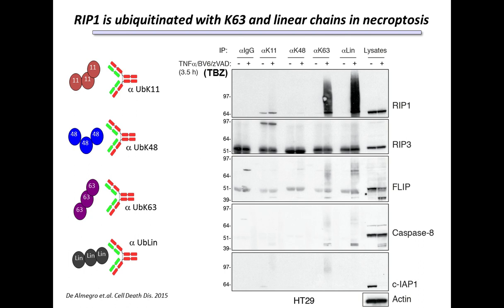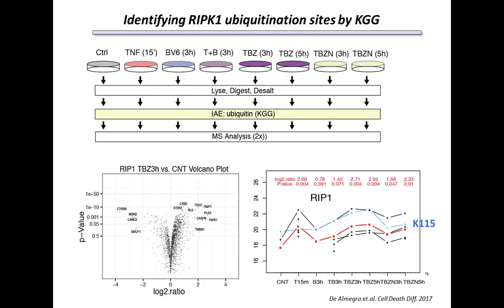And you can see in the context of RIP kinase 1 that there's ubiquitination through lysine 11, but strikingly through lysine 63, as well as this methionine 1 or linear chain. And to a lesser extent, we can see that same pattern of behavior with proteins such as FLIP and caspase 8.